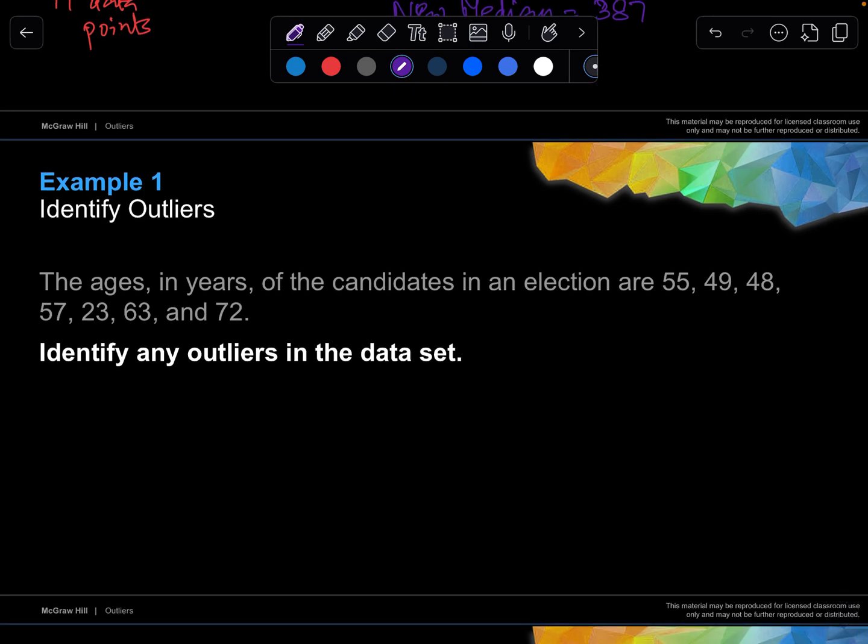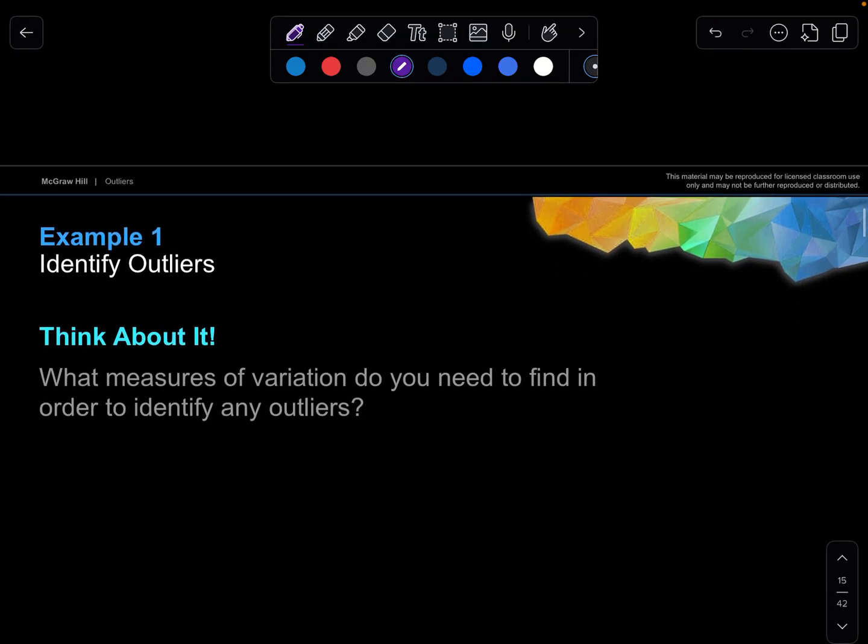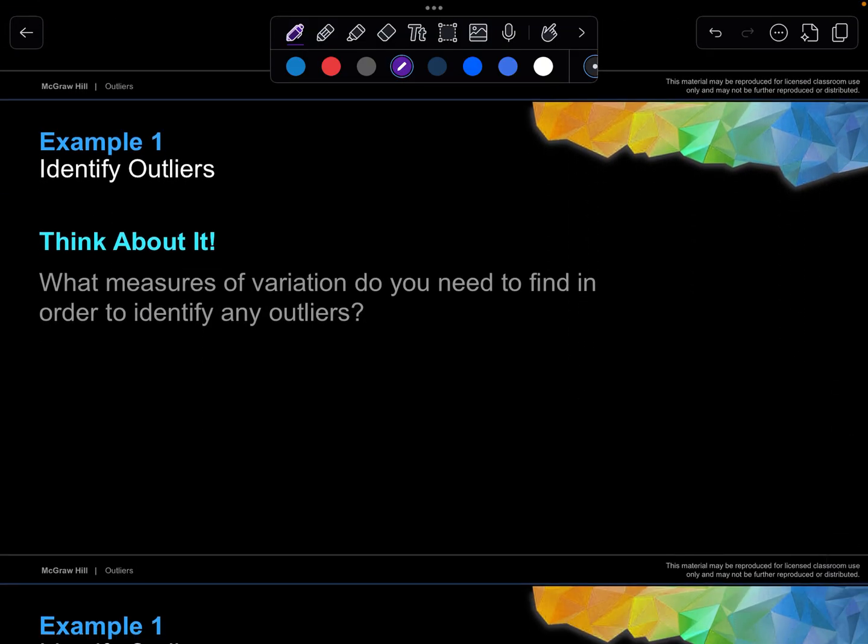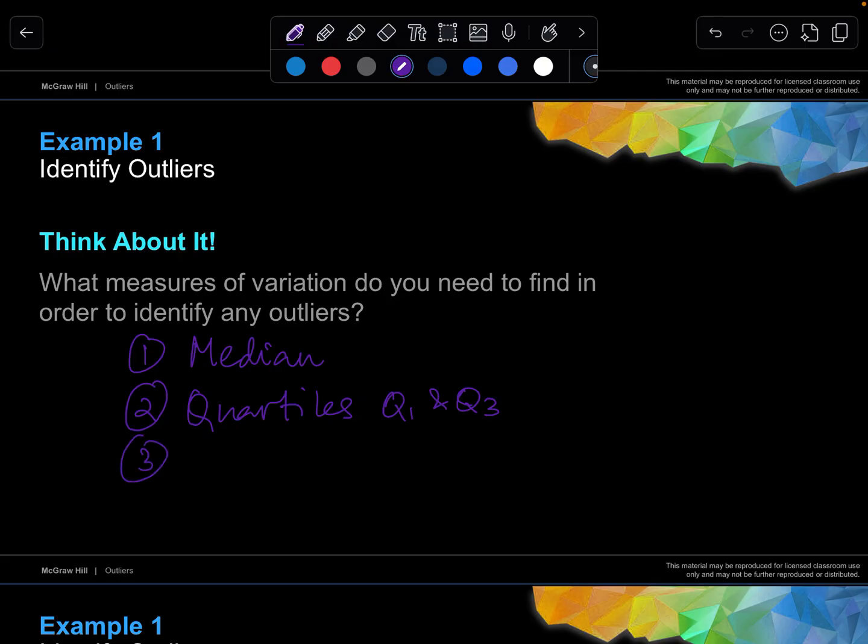Let's take a look at example 1. This is on page 576 of your textbook. We're looking at ages and years of candidates in an election, and we're going to identify any outliers in our data set. And before we start identifying the outliers, what is the data that we need from the data set? We need to determine our median. We need to determine our quartiles, Q1 and Q3. And then we need to determine our interquartile range.